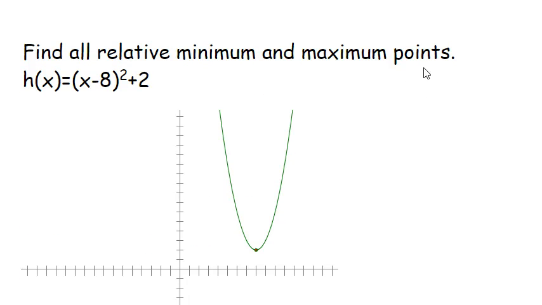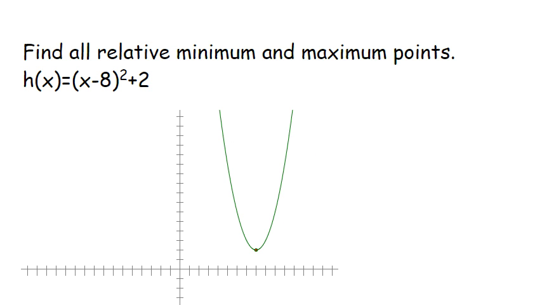Alright, it says find our relative minimum and maximum points, and as you can see here, the point has been identified on the graph. That's what we're going to be looking for right there. It looks like the y value too. Knows what the x value is. Let's write that down and move over to the board.